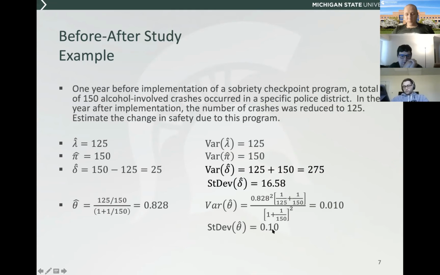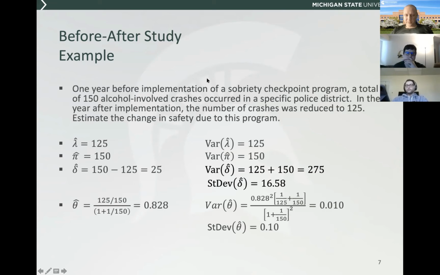And so if we double that and construct a confidence interval around theta here, then that is basically ranging from roughly 0.63 up to 1.03 nearly. And so since that interval includes 1, just as we saw in this case, while we've seen a reduction, that reduction is not statistically significant at 95% confidence. Does that make sense? Okay.